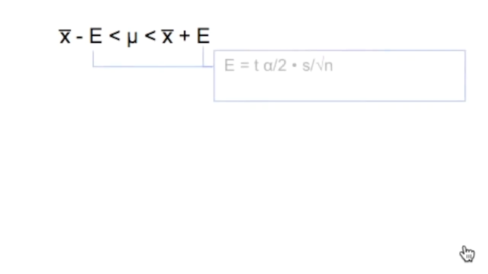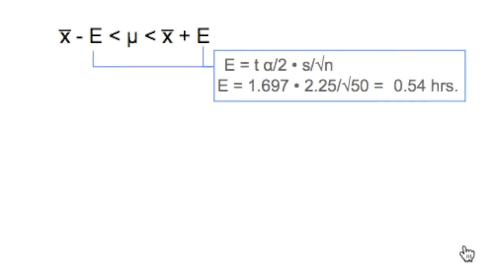Now we have to find the E, or margin of error, in order to actually complete the equation. So E equals the t-score times s divided by the square root of n. So therefore you just plug in the numbers, which would give you 0.54 hours.